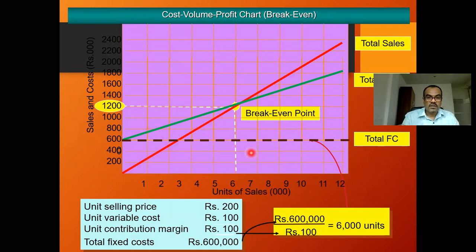Very simple. So fixed cost is 600, and total revenue goes like this. Again, it is 1,200 at 1,000, that is 1.2 million, and total cost is this. So the same information is presented there. It is not a big deal. I suppose it's very easy.